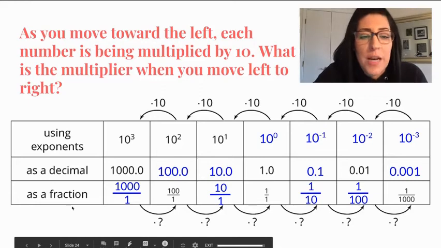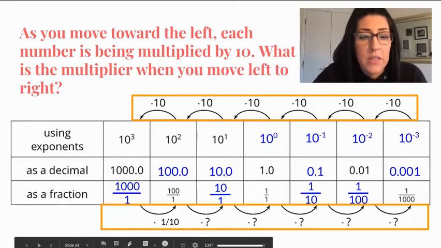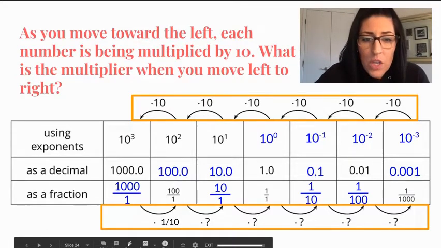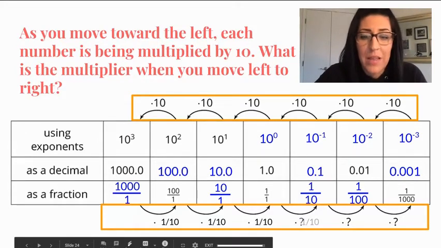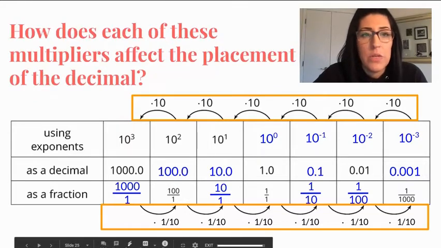So to go from 1,000 to 100, we know we would have to multiply by 1/10, which is essentially the same thing as dividing by 10, but we're looking for the multiplier. Going from 100 to 10, 1/10, going from 10 to 1, multiply by 1/10, and you're going to continue doing that all the way throughout. Okay, so you started to notice some relationships there. Let's look at how each of these multipliers affect the placement of the decimal.